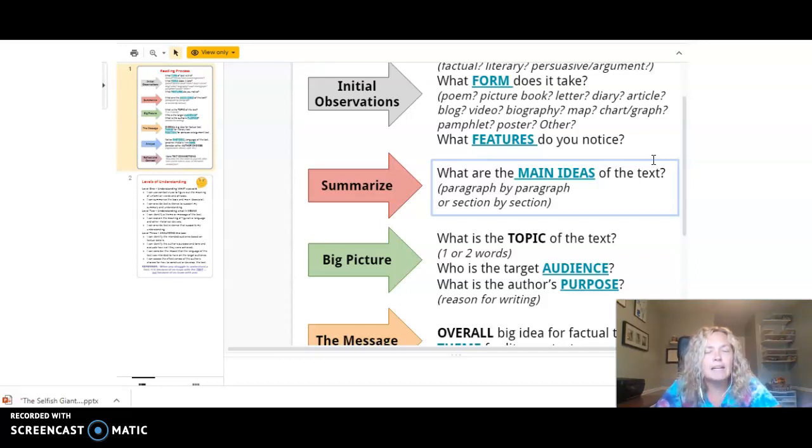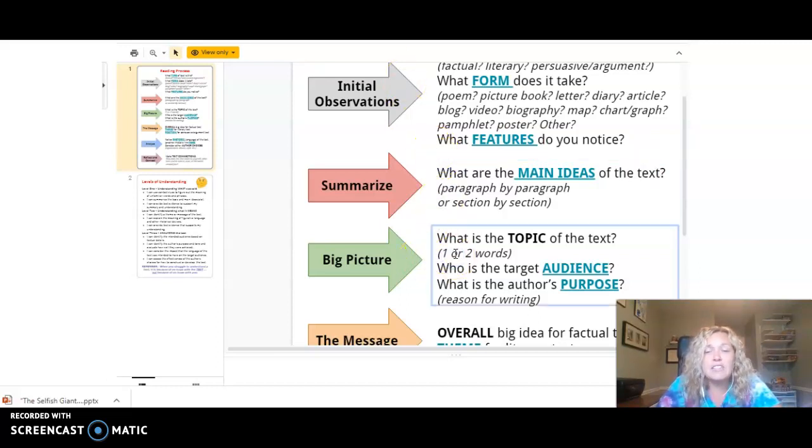So think about the main ideas of each paragraph or each section. It could just be a quick, okay, that was what that was about, and move on. It doesn't have to be something complex. This is really for you to start getting that process.